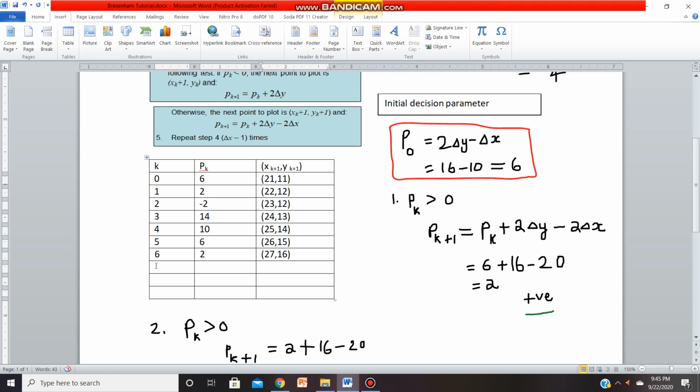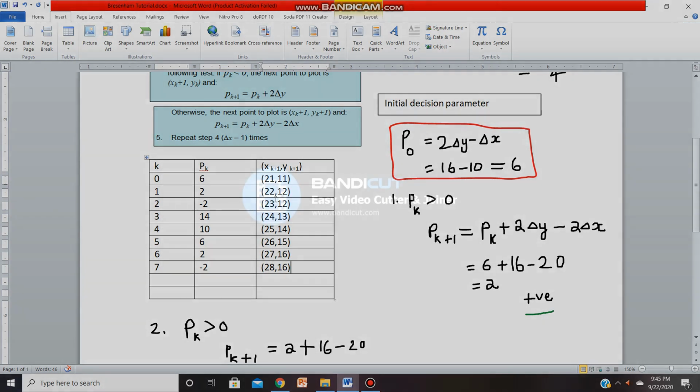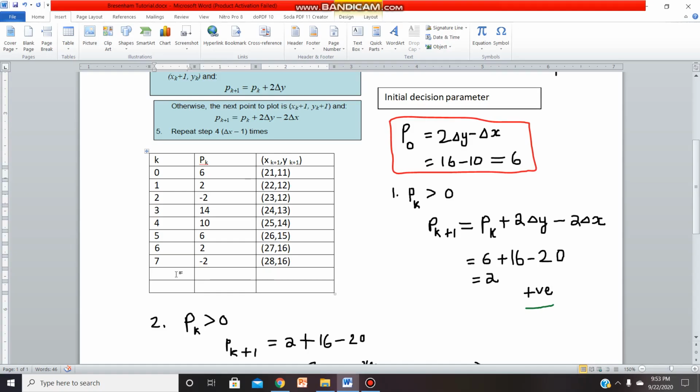And for the next case, when k is equal to 7, pk is going to be minus 2. You calculate all the values. pk is going to be minus 2 and since this is negative, this will be xk plus 1, yk. So it will be 28, 16. Okay, clear? So this will be 28, 16. Since this is negative, there is no change for the y, no increment for the y value. The y value remains the same. Okay, we'll calculate the next value.